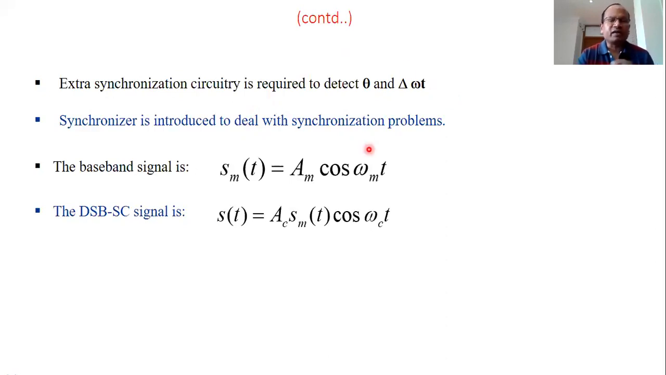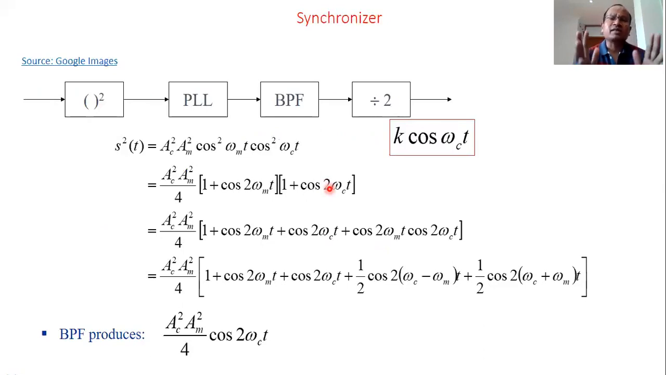The baseband signal, for example, is Am cosine omega m t. What is the DSB-SC signal? How do we get it? s(t), which is Am cos omega m t multiplied by Ac cosine omega c t. Say this is DSB-SC. Now, how does the synchronizer work? We send it to a square device, a square law device. Then we send it to a PLL, a phase lock loop, and then we send it to a BPF, band pass filter, and then to a frequency divider.